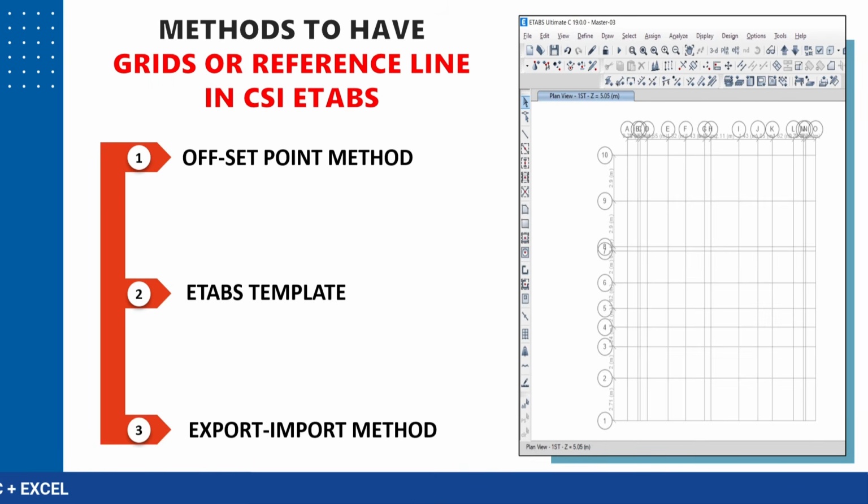So there are different methods. The offset point method is there, the Etabs template method is there, the export and import method is there. These are the different methods available in our Etabs software, and we have to operate over that. How to work with each of these methods, and which method is more suitable in which situation or condition, all those points we are going to cover in detail.